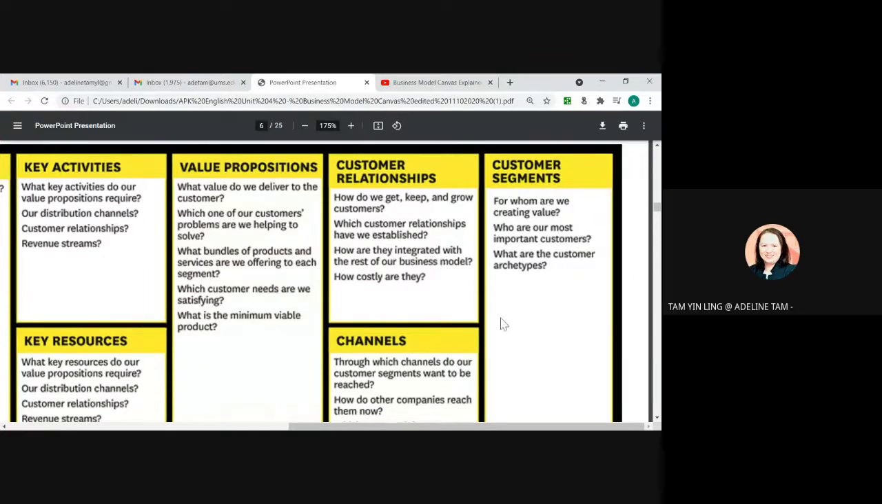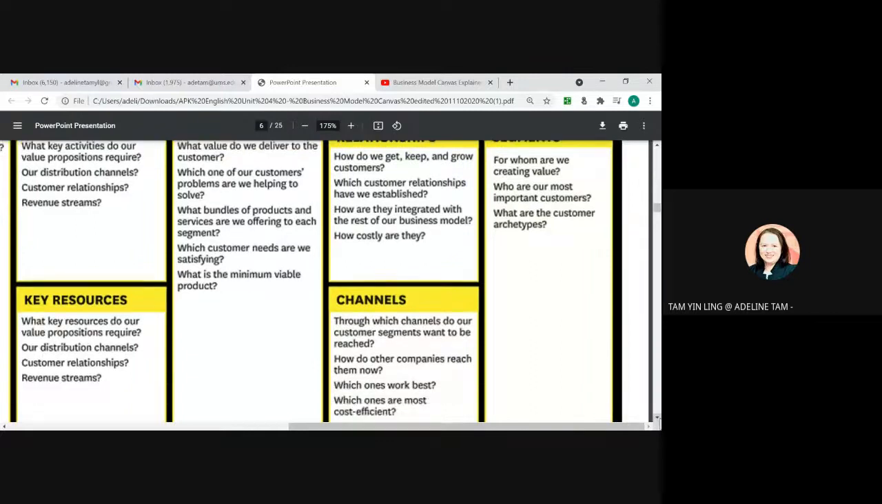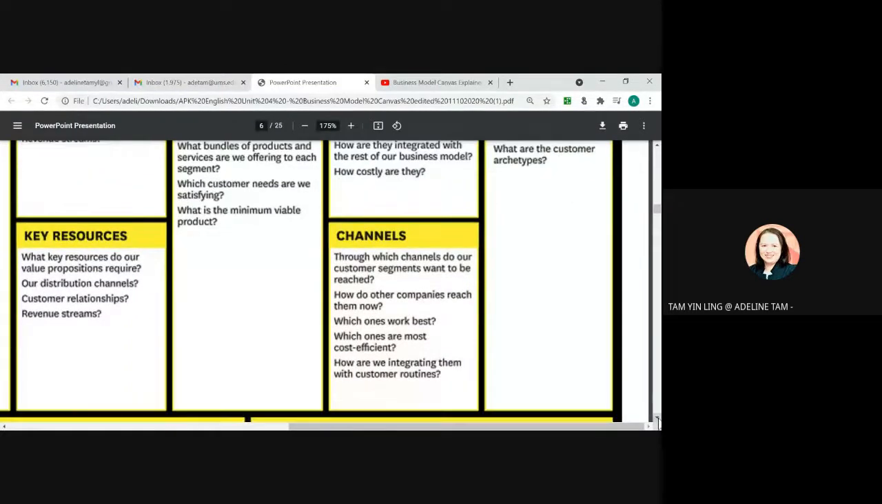And then channel. Channel, like I said, is about logistics. It is also about how the products get to reach the customer.